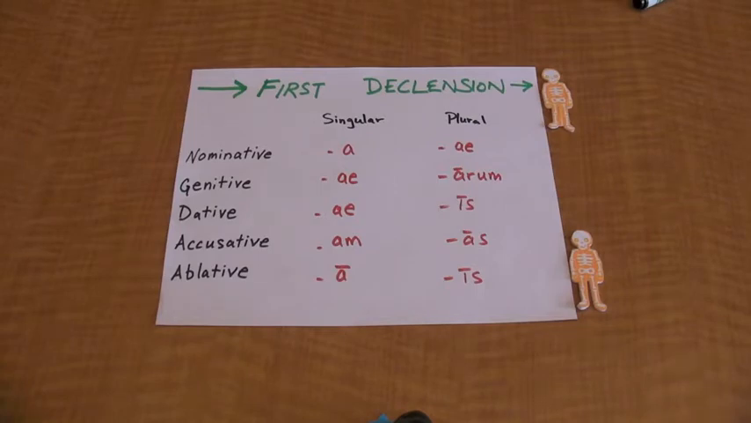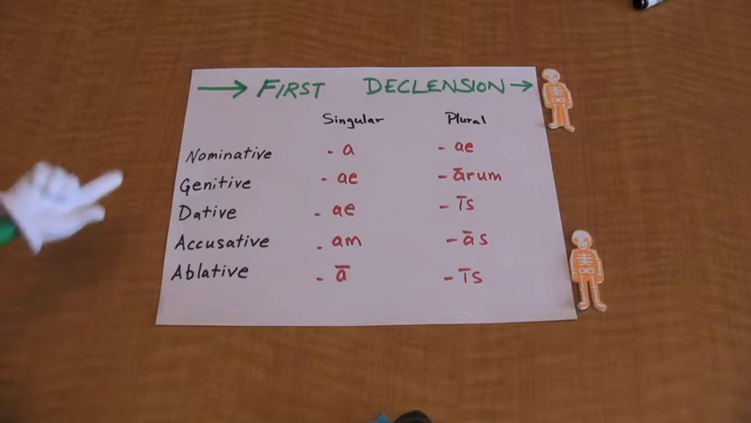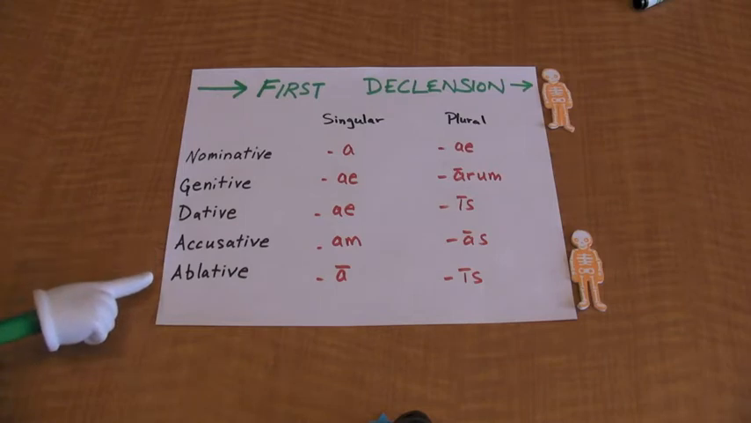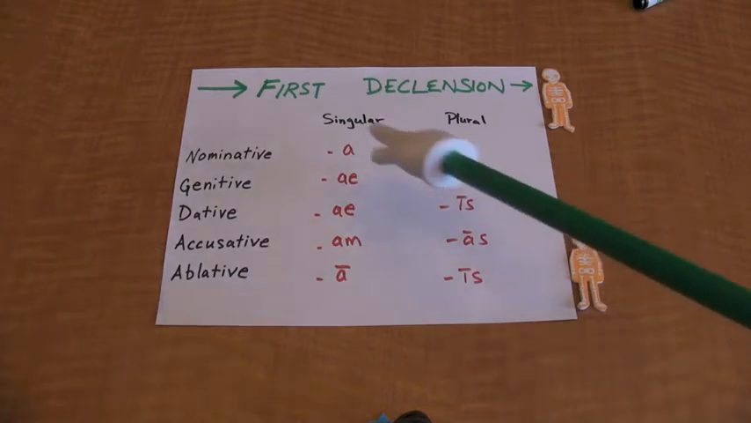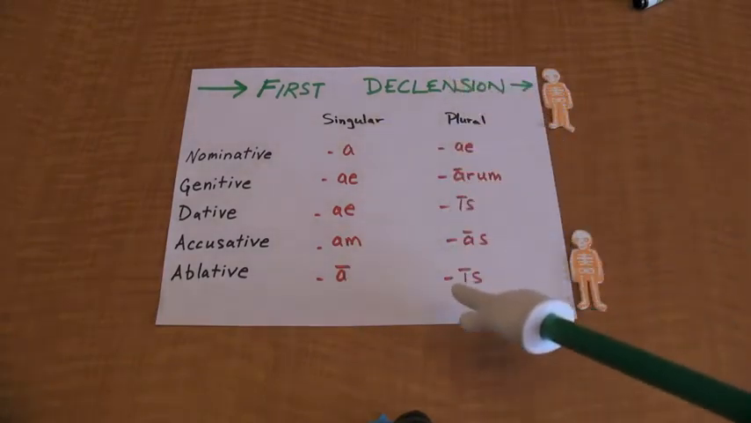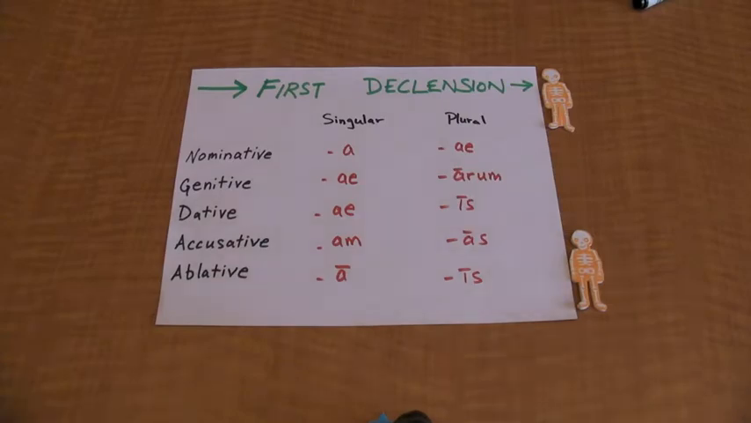Look at this chart here. Down the left are the names of 5 important cases in Latin: nominative, genitive, dative, accusative, and ablative. Different case endings are also used if the noun is singular, just one, or plural, more than one. To decline a noun, that is, to show the forms that the noun takes in the different cases, you take the base of the noun and add the declensional endings.